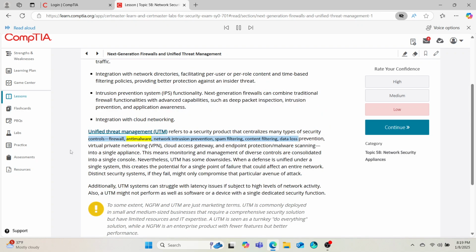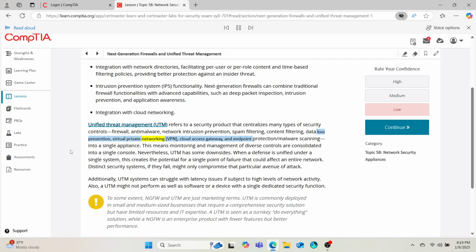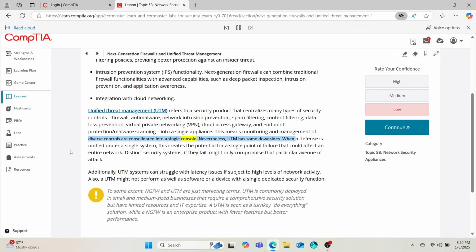Unified Threat Management, UTM, refers to a security product that centralizes many types of security controls: firewall, anti-malware, network intrusion prevention, spam filtering, content filtering, data loss prevention, virtual private networking, VPN, cloud access gateway, and endpoint protection/malware scanning into a single appliance. This means monitoring and management of diverse controls are consolidated into a single console.